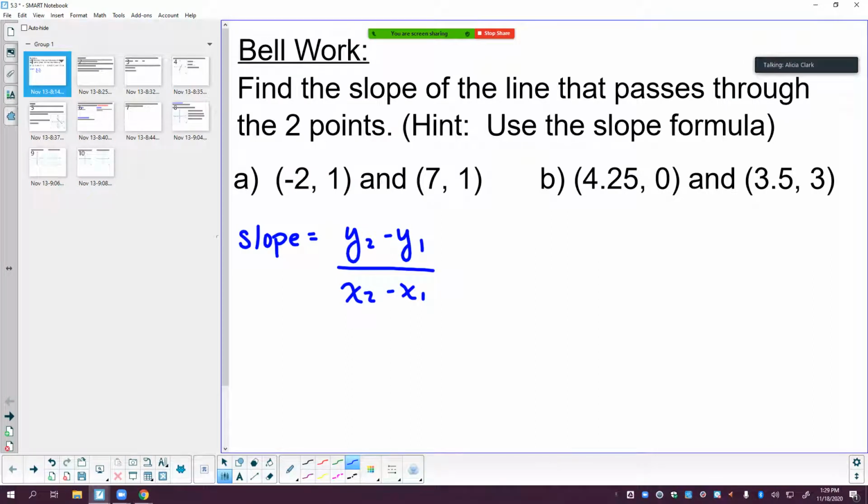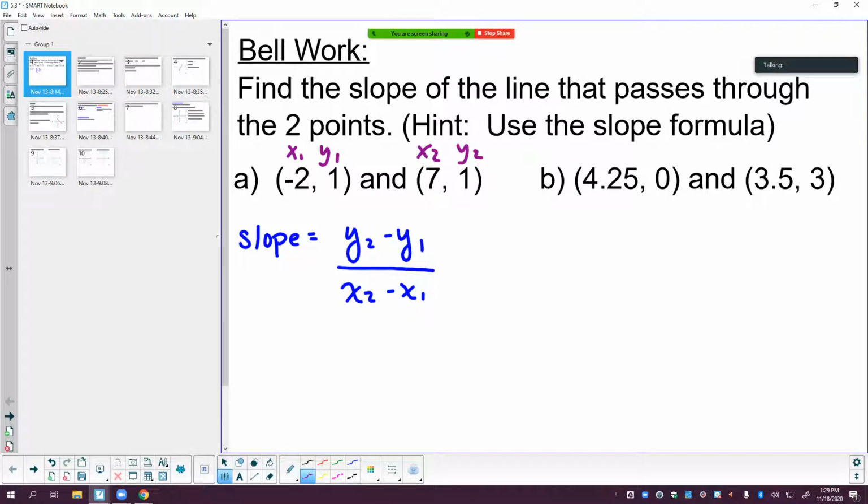So you had to find the slope of the line that passes through the 2 points and use the slope formula to do that. Okay, so you had -2, 1, and 7, 1. Using that slope formula that I wrote up there for you, remember we can label these. This is your first x and your first y. This is your second x and your second y.